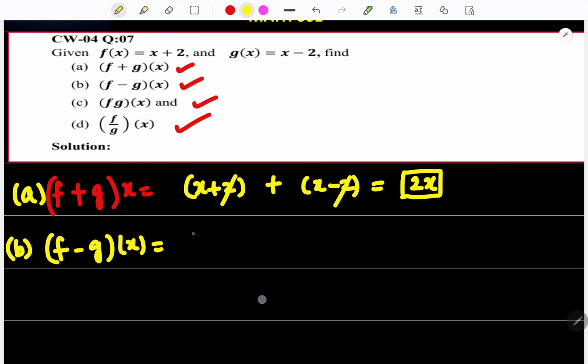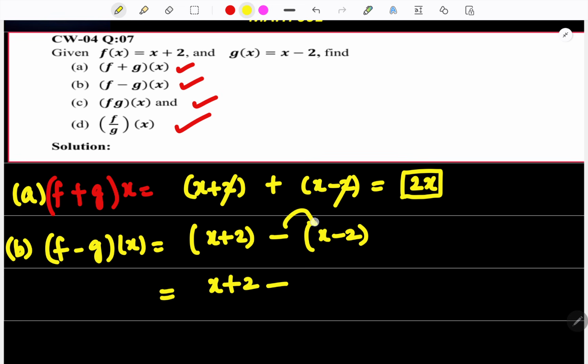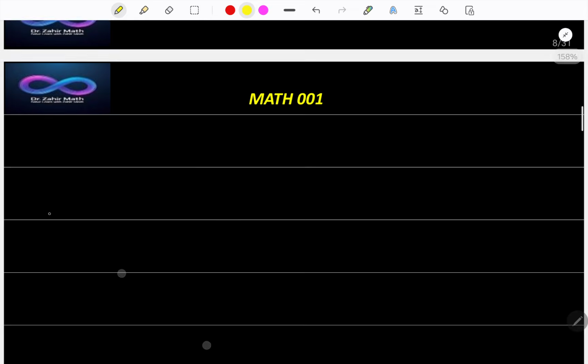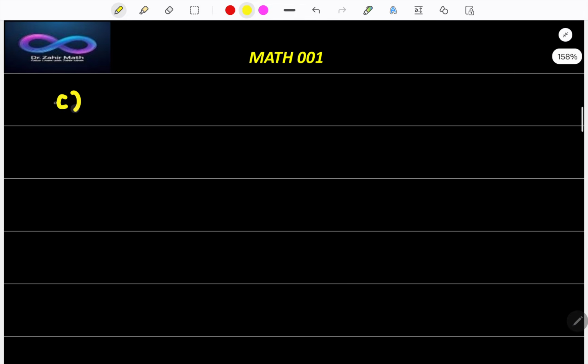Next B question. I'm going to do f minus g of x. Be careful in minus. Open the bracket x plus 2 minus open the bracket x minus 2, which is equal to x plus 2 minus x. Minus of minus what? Plus 2. So what happens now? X gets cancelled. 2 plus 2 is equal to what? 4. Right. Let's go to C question.